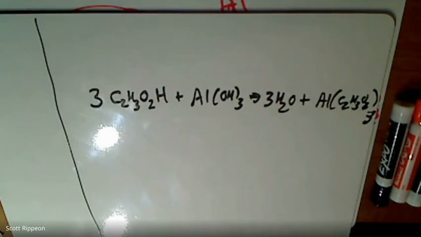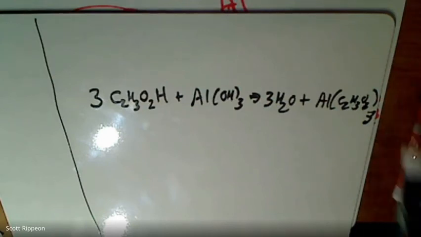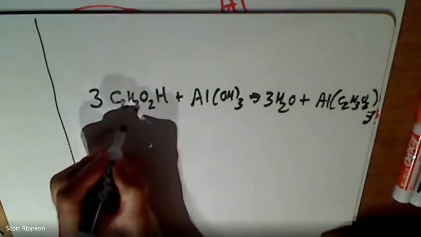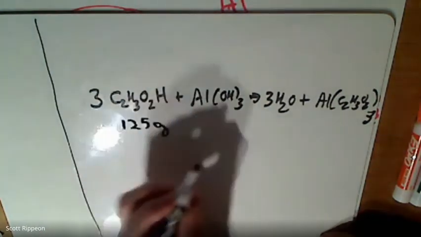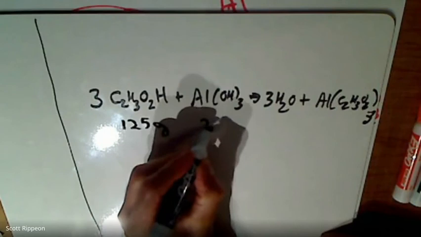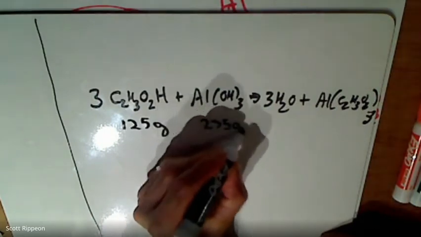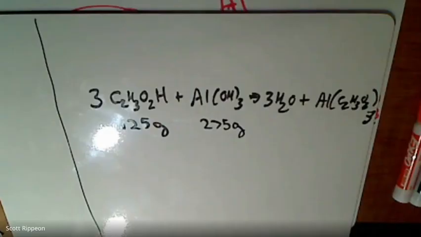We have 125 grams of acetic acid and 275 grams of aluminum hydroxide. Okay, so we've got 125 grams of this, and we've got 275 grams of this.